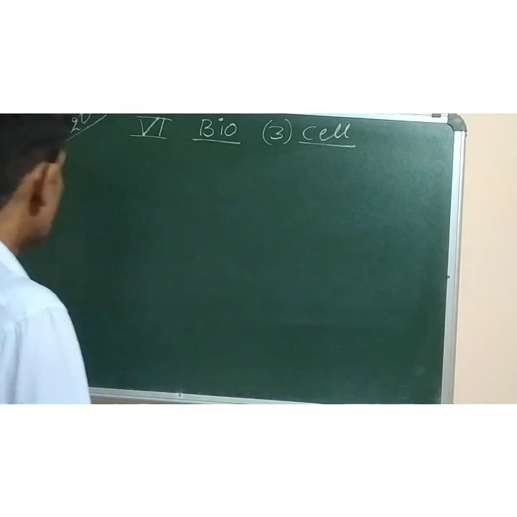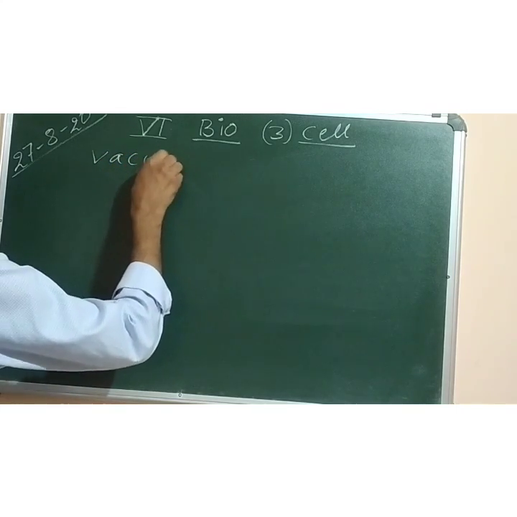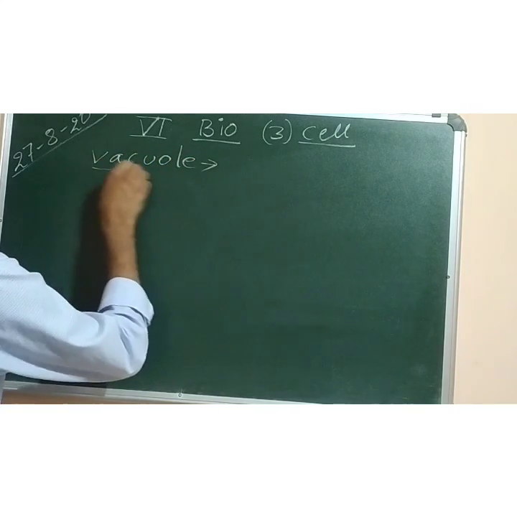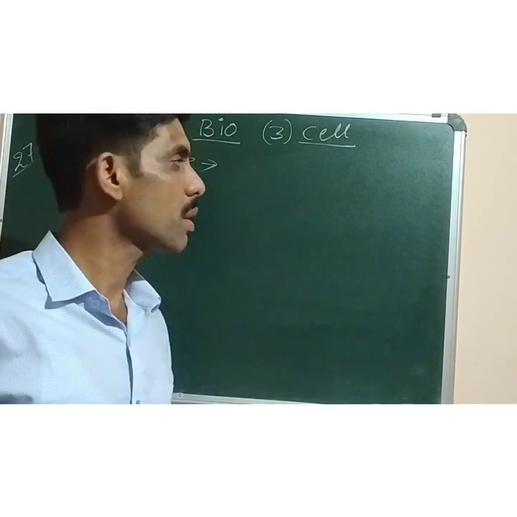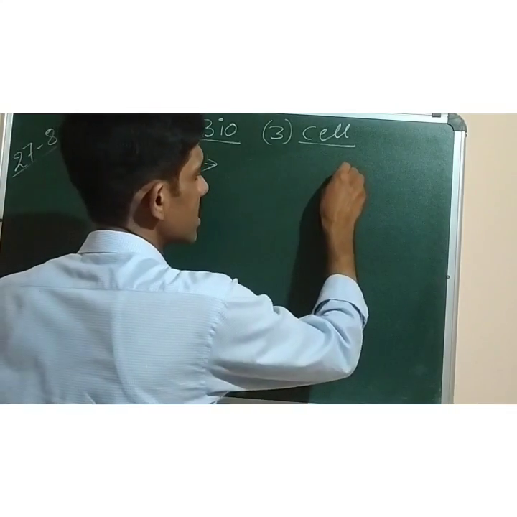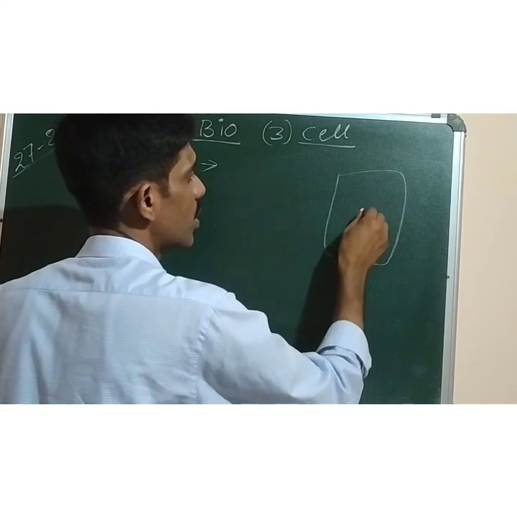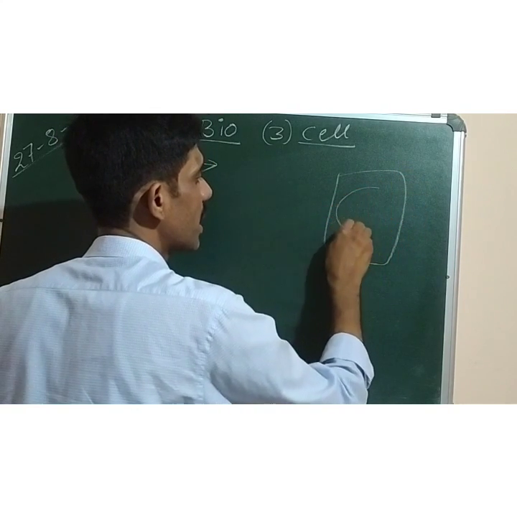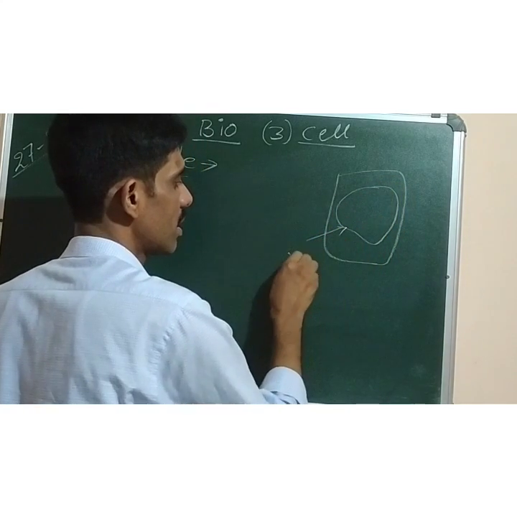Now today we will start the next cell organelle, vacuole. What is a vacuole? The large empty spaces which are present inside a cell. It is a membrane bound cell organelle. If it is a plant cell, this is a plant cell I have drawn, a very big and prominent empty space is there, that is called a vacuole. So I have drawn here the vacuole.